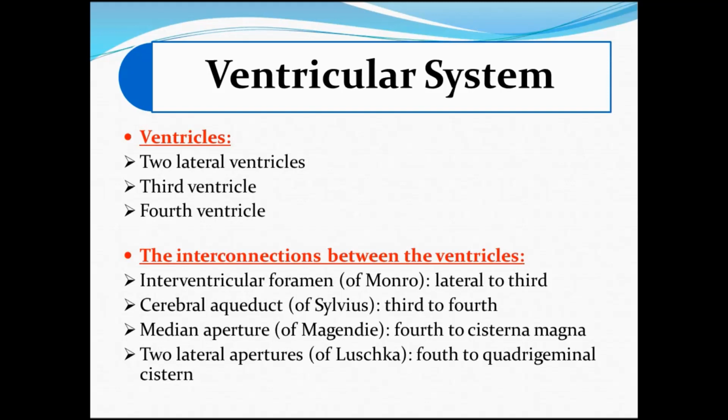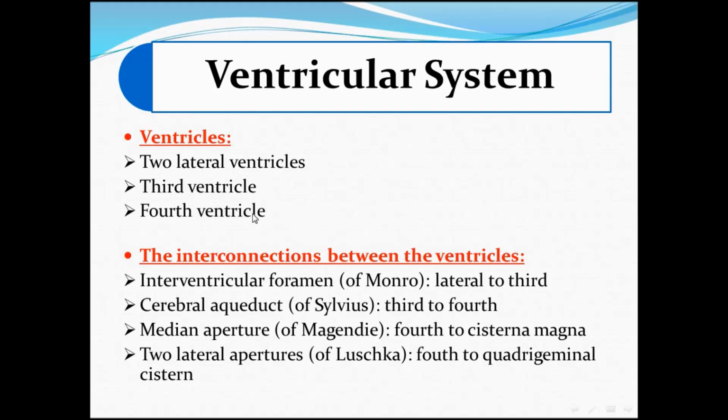The ventricles that make up the ventricular system are the two lateral ventricles, the third ventricle, and the fourth ventricle. And the interconnections between these ventricles are the interventricular foramen, which is also called the foramen of Monro. This foramen is connecting the two lateral ventricles to the third ventricle. And then the cerebral aqueduct or aqueduct of Sylvius is the channel that connects the third ventricle with the fourth ventricle.